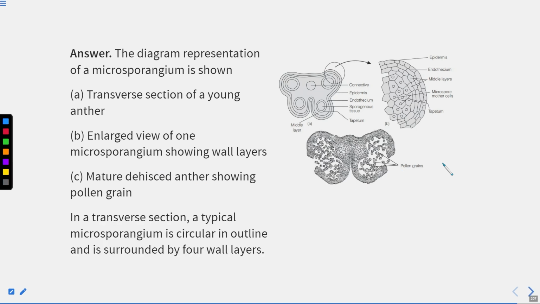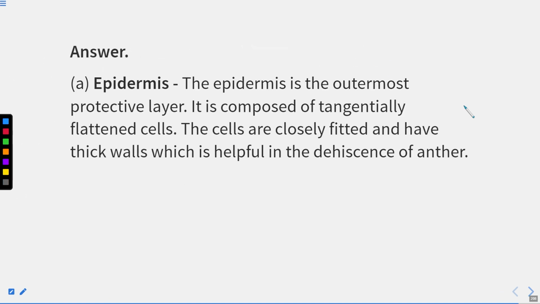Now, in a transverse section, a typical microsporangium is circular in outline and is surrounded by 4 wall layers. Which 4 wall layers? We have already discussed: epidermis, endothecium, middle layer, and tapetum. Now, let's talk about the epidermis. The epidermis is the outermost protective layer. It is composed of tangentially flattened cells. The cells are closely fitted and have thick walls, which is helpful in the dehiscence of the anther.